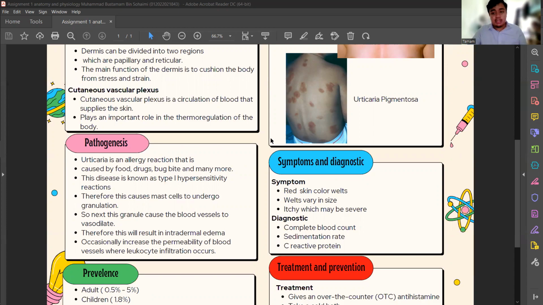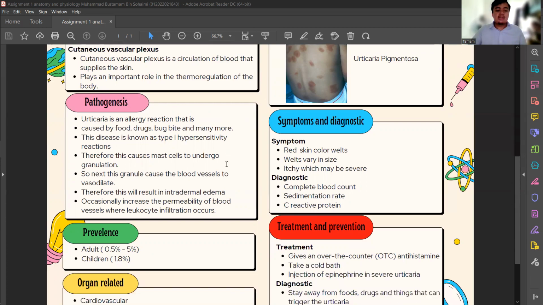The granules contain substances like bradykinin, which cause the blood vessels to vasodilate. Therefore, this will result in intradermal edema. Occasionally, this will also increase the permeability of blood vessels, where leukocytes will infiltrate.